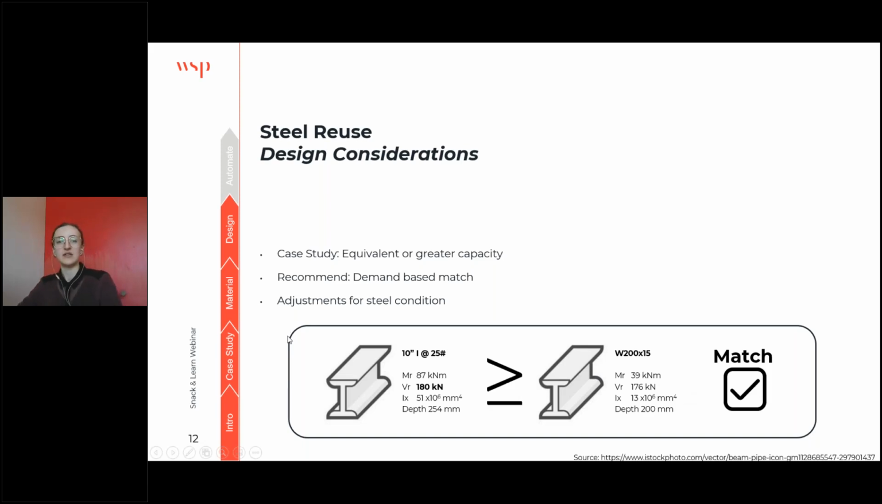Another thing to consider is with your reused steel beam inventory, you'll want to make any adjustments necessary for your steel condition. So if you've allowed for some small defects or some small openings in, say, the web of your member, anything that's allowed in the steel inspection phase should be considered in the design and how that affects your capacity.